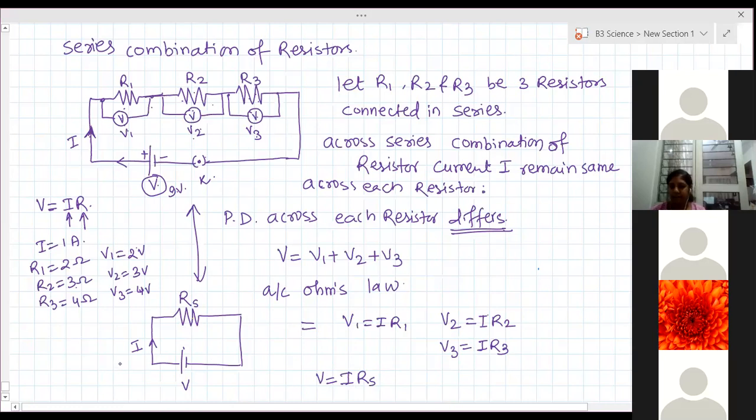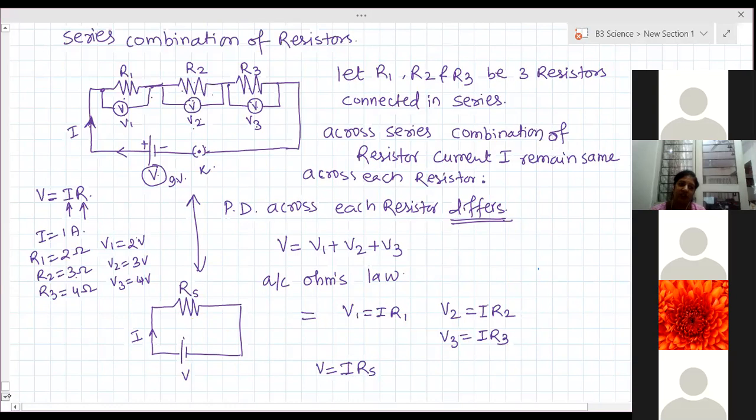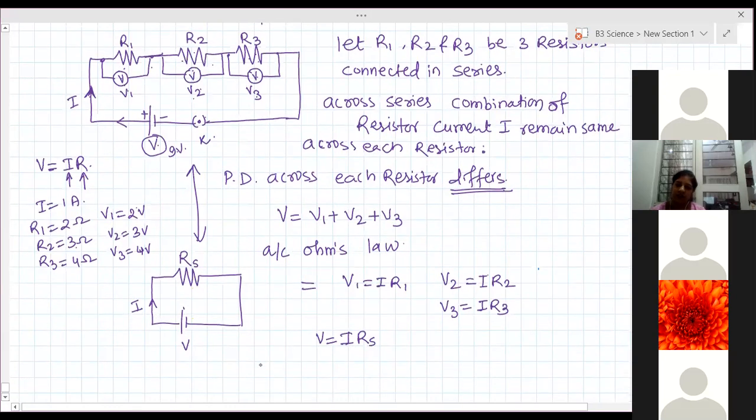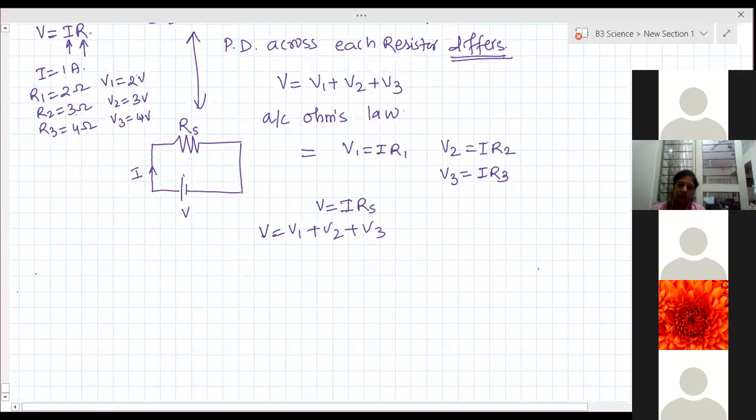Total resistance provided by all the circuits is RS. And so V is equal to V1 plus V2 plus V3. So therefore substitute all the values. Total potential difference is equal to I into total resistance. V1 is I into first resistance. V2 is I into second resistance. V3 is I into third resistance, right?